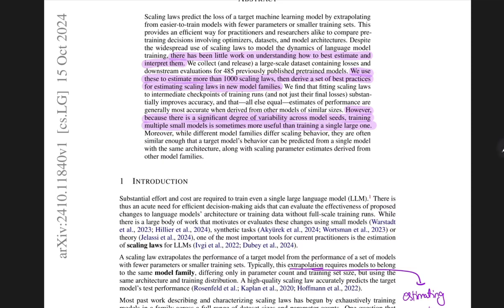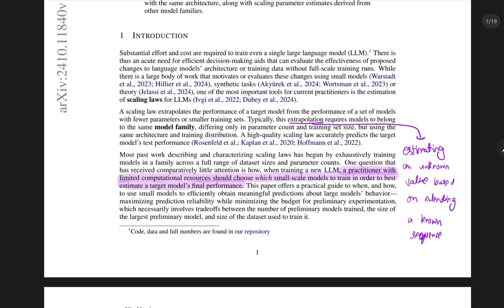and then you guys can go and see the paper in a deep dive and understand their part, right? Now, they say, however, because there is a significant degree of variability across model seeds, training multiple models is sometimes more useful than training a single large one, right? We already have talked about this in previous videos. So this word extrapolation, what does it exactly mean? They are saying it is estimating an unknown value based on extending a known sequence, right? So that's what they exactly mean here from the model perspective.